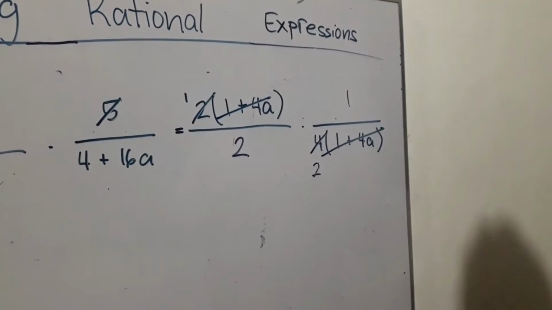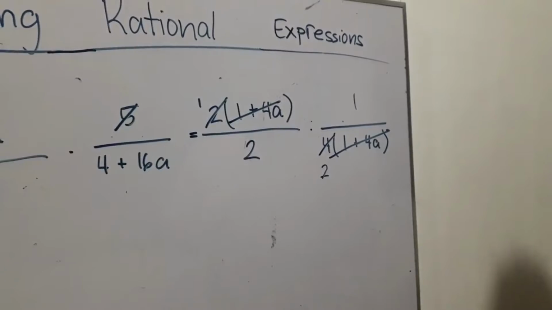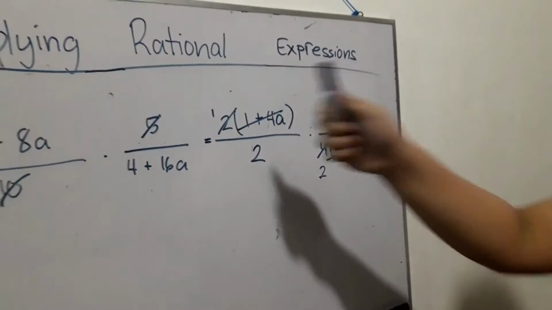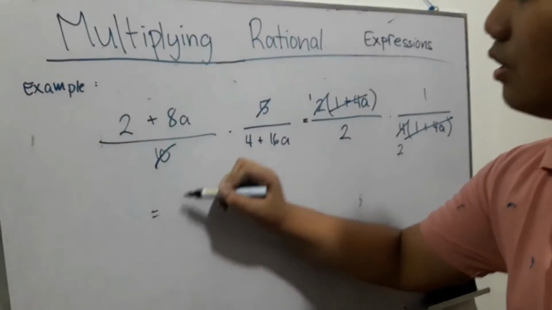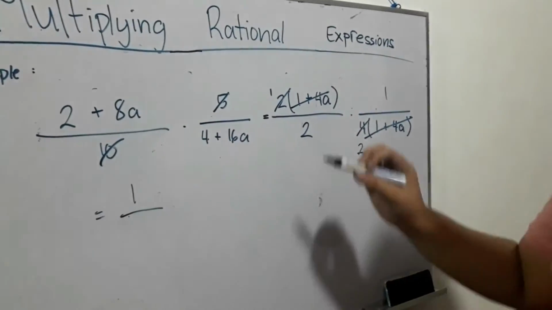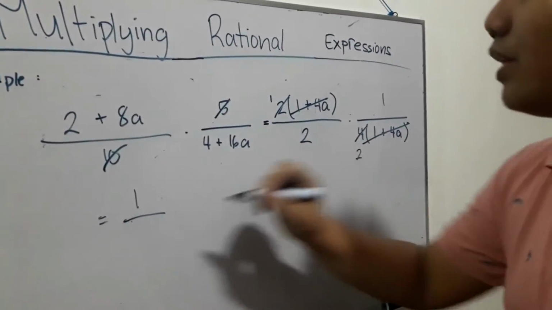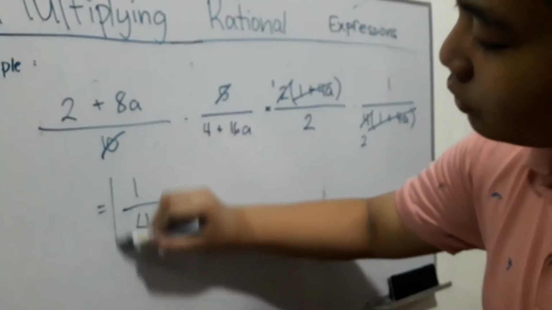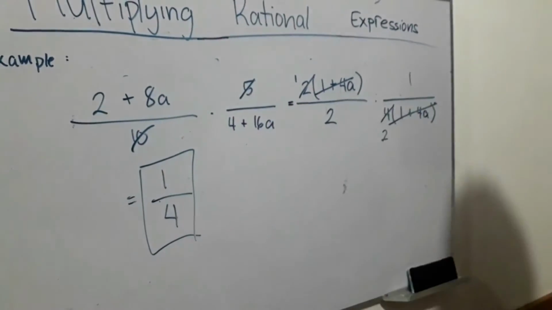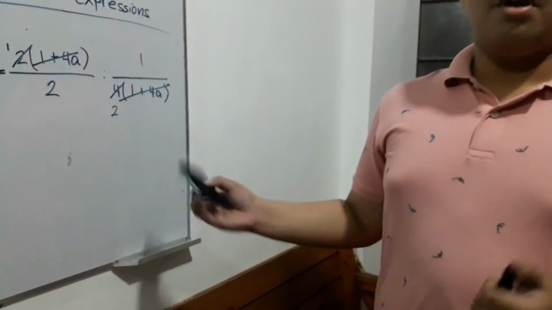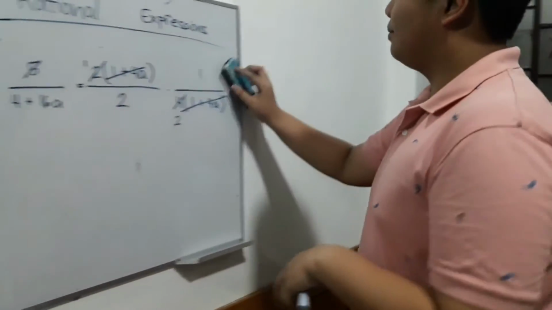And here, this is at simplest form, so you can multiply. 1 times 1 is 1, and 2 times 2 is 4. And that's your final answer. Now let's move to our third example.